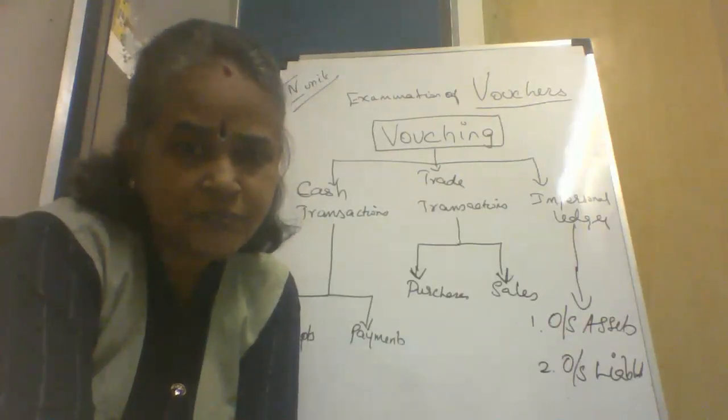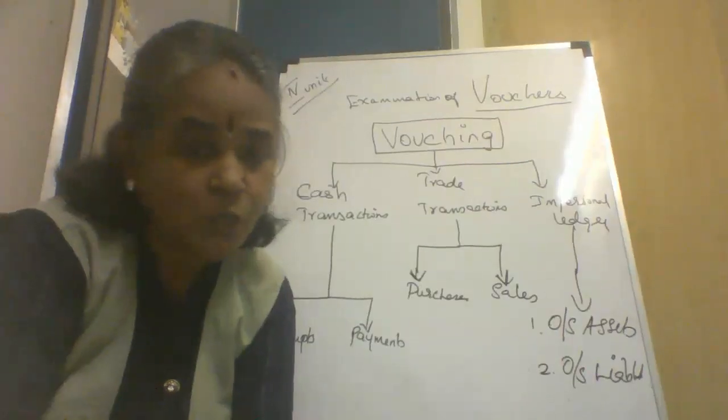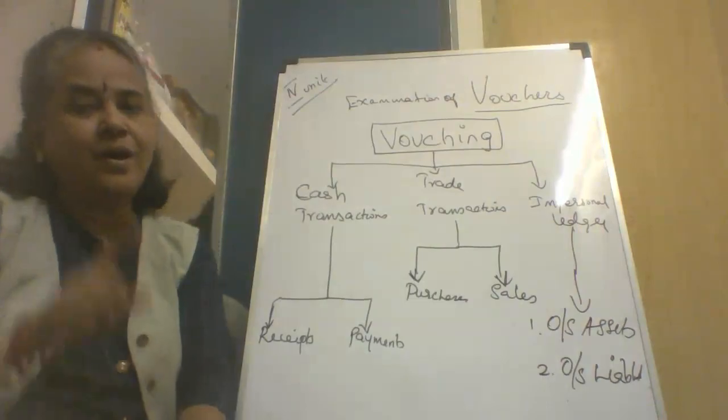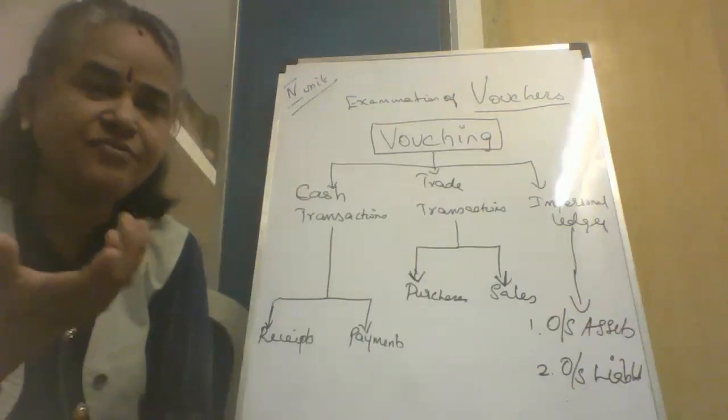டேட்டா ரெக்கார்ட்ஸ் சொன்னீங்க. Not only சிம்பிளா data, சொல்லணும்னா வவுச்சிங்னா எக்ஸாமினேஷன் ஆஃப் வவுச்சர்ஸ் அப்படின்னு சொன்னீங்க. Vouchers எப்படி இருக்கணும்? What are the forms of vouchers?